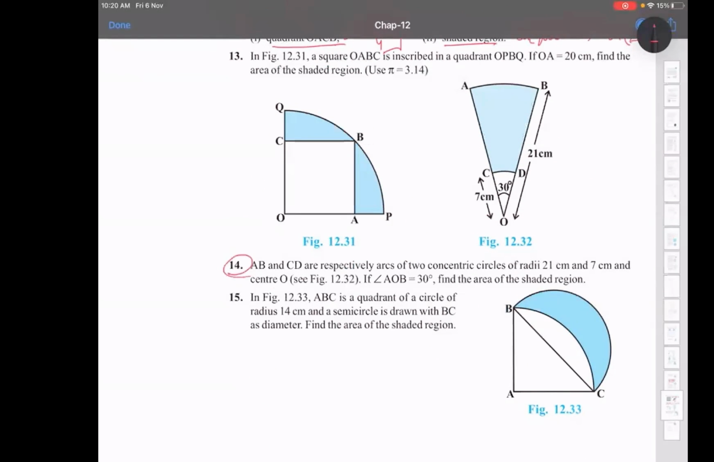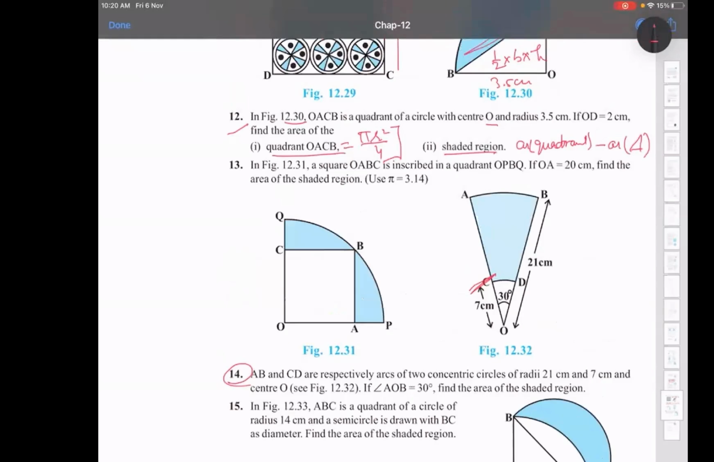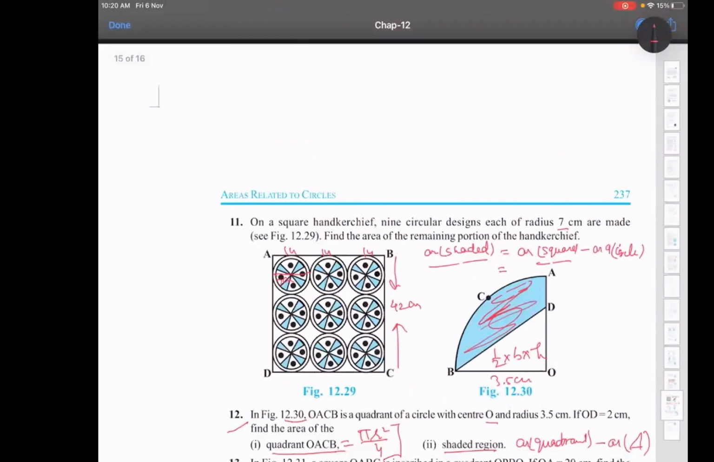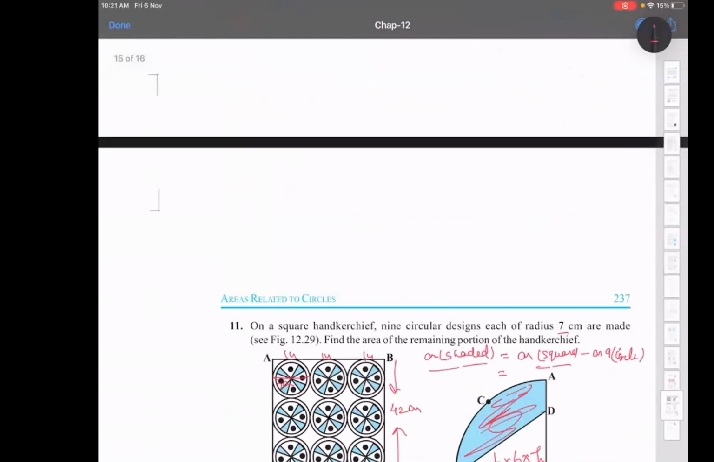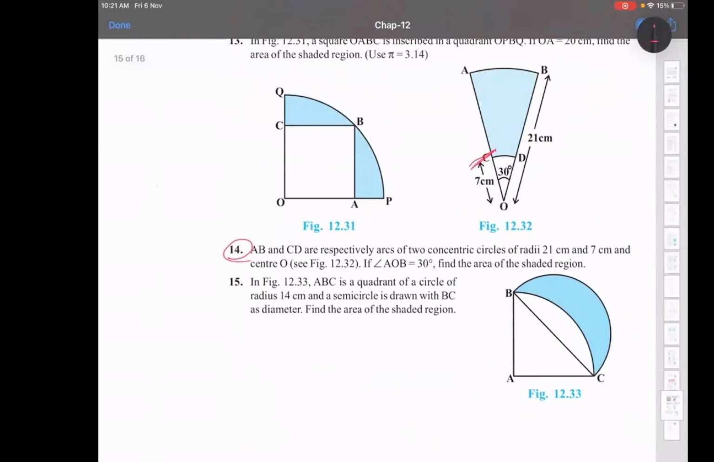Question number 14, we have done the same. Question number 2 and 14 are both the same. Question number 2, we already have done this. Same. Area of the bigger sector minus area of the smaller sector, then you will get the area of this shaded portion. Yes, ma'am.